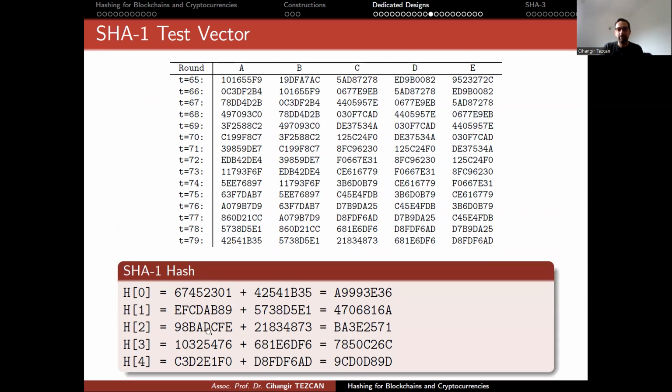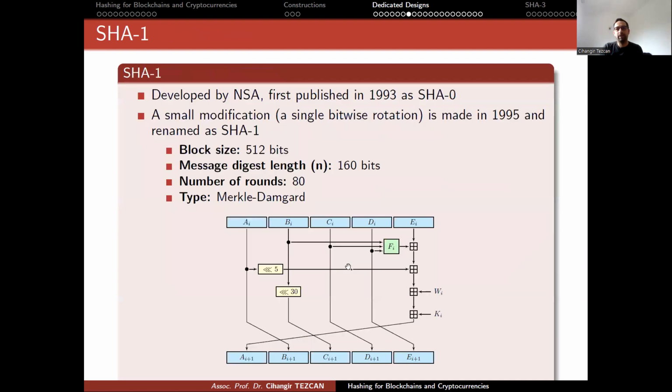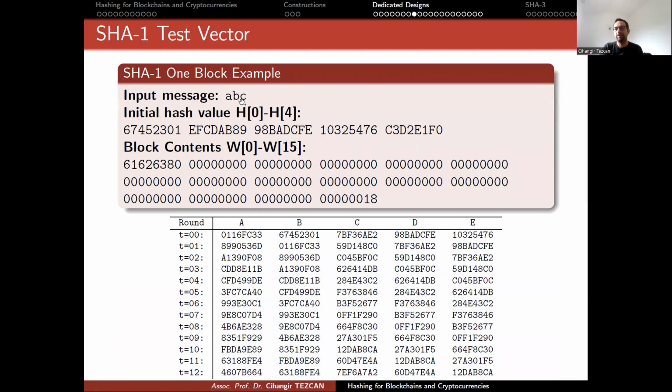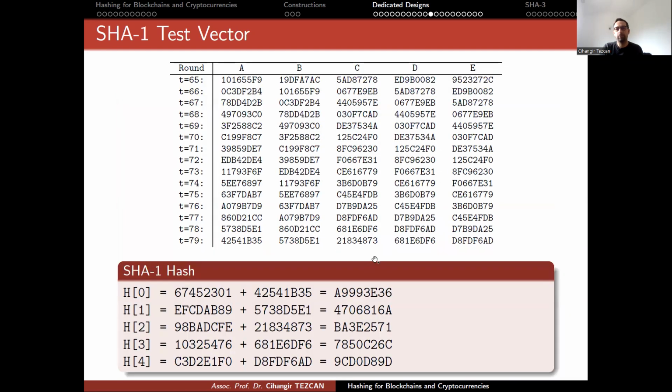Also, you write the IVs initially and add them. This is just regular addition, modulo 2 to the 32, and you obtain these values, and this is your hash, okay? So if you want to take the SHA1 hash of ABC as the message, this will be your output.